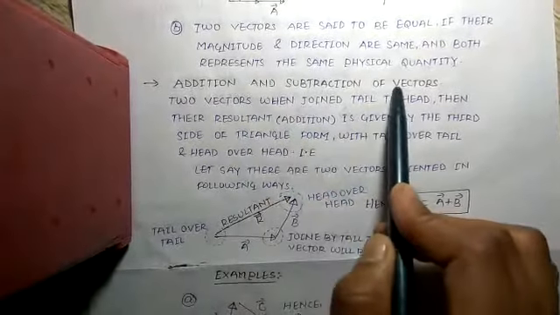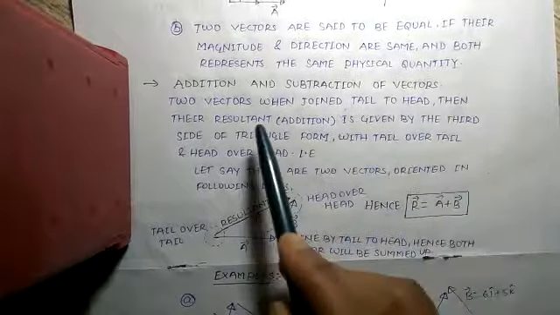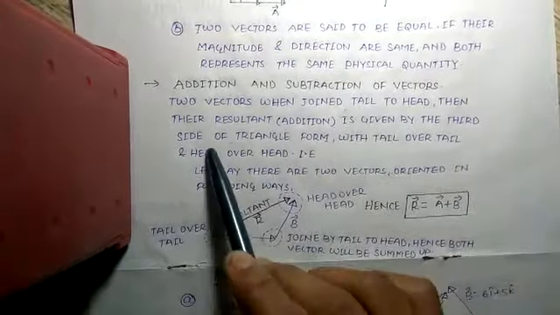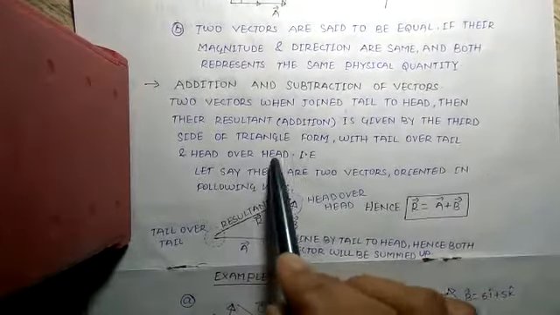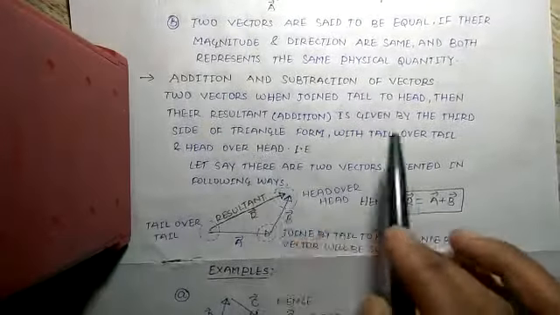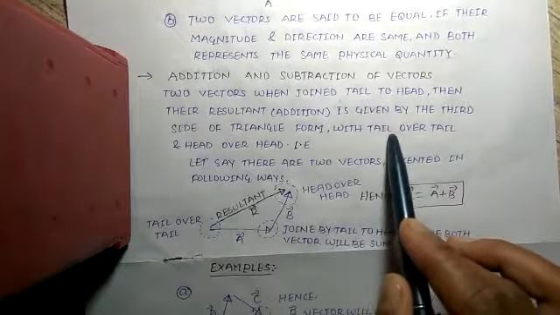Addition and subtraction of vector. Two vectors when joined tail to head, then their resultant, their summation, is given by the third side of the triangle formed, with tail over tail and head over head. This line is again very important. Tail over tail and head over head. This is written for the resultant one.